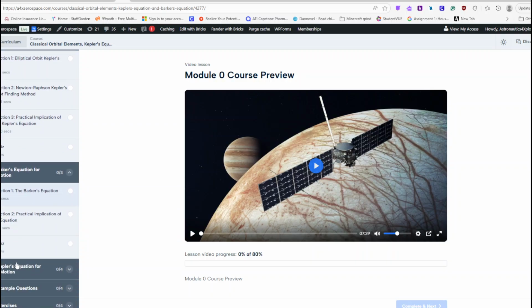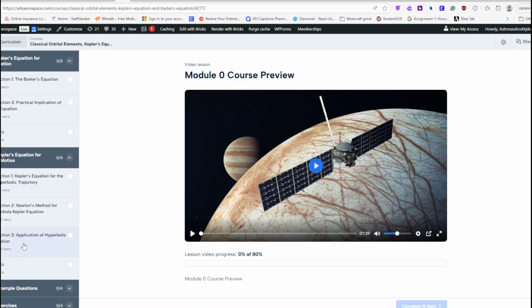Module 4 is about Baker's equation for parabolic motion. It is divided as follows. Module 4 Section 1, the Baker's equation. Module 4 Section 2, practical implication of the Baker's equation. And the Module 4 quiz is given for the students to be able to recap what was learned in the module.